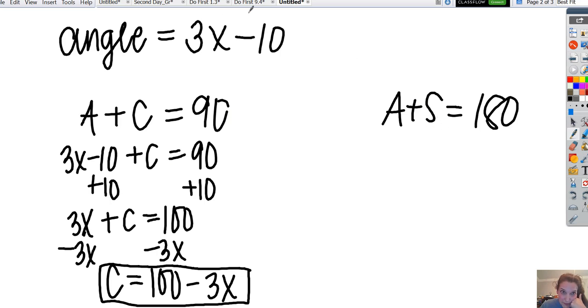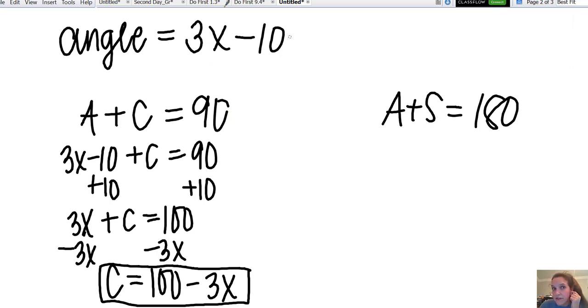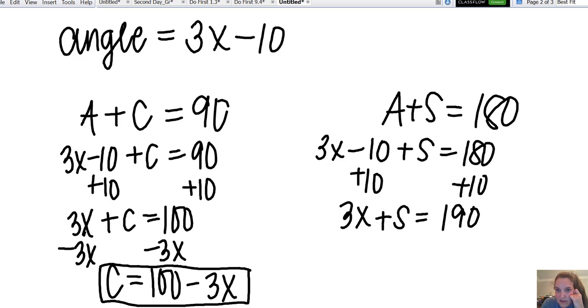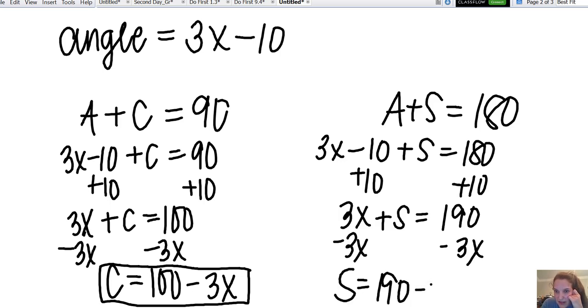Okay, so if we wanted to find the supplement of 3x minus 10, I'm going to substitute this expression, 3x minus 10, in for my angle into my equation. And again, I want to isolate the S. I want to find the supplement, so I need to get the S by itself. So I need to move over the 3x, and I need to move over the negative 10. I'm going to add 10 to both sides to get 190. And then I'm going to subtract the 3x from both sides. And so my supplement is equal to 190 minus 3x. That's the supplement of this angle.